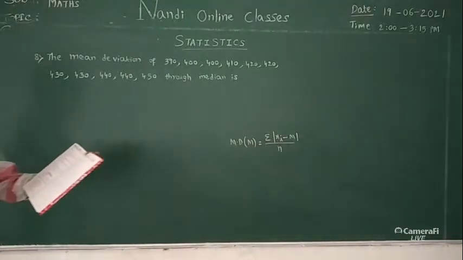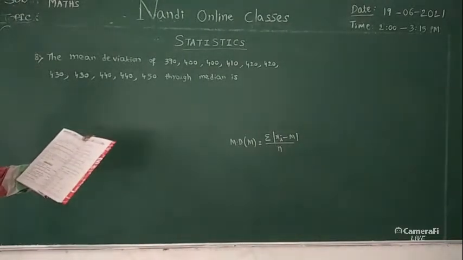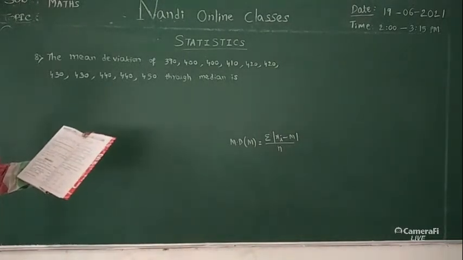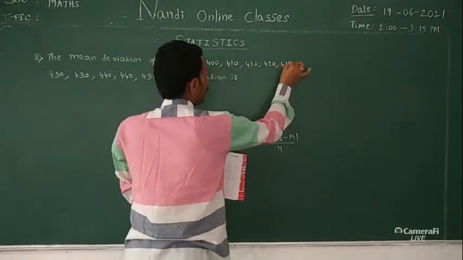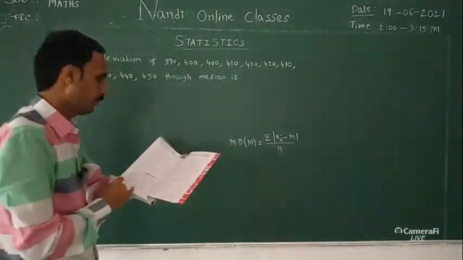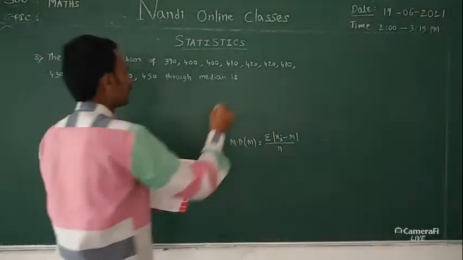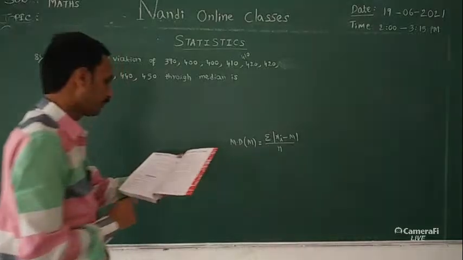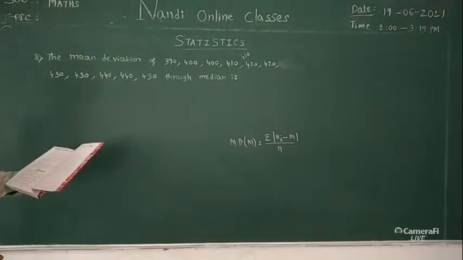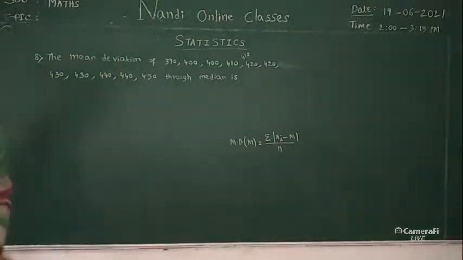So see the observations: 390, 400, 400, 410, one more 410 is there, that's why 410, 420, 420, 430. Here only you can write 410, 420, 420, 430, 430, 440, 440, 450. Through median is.